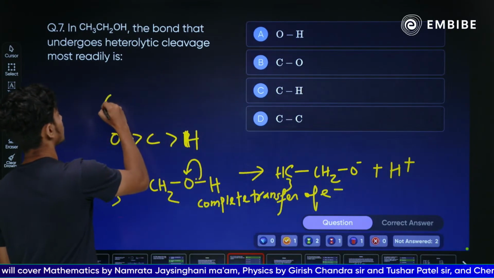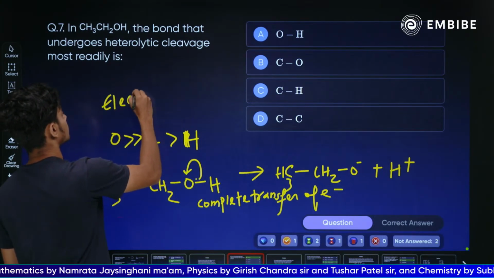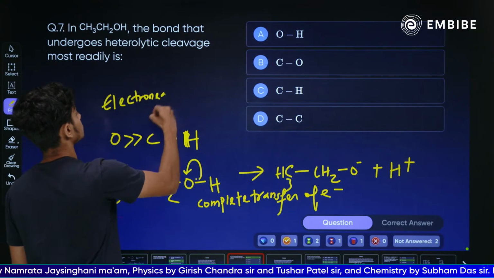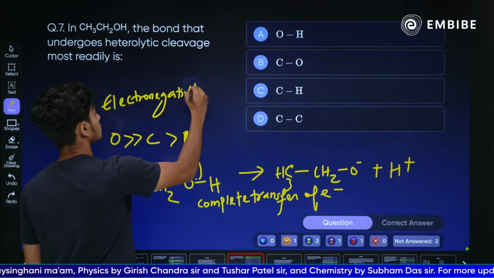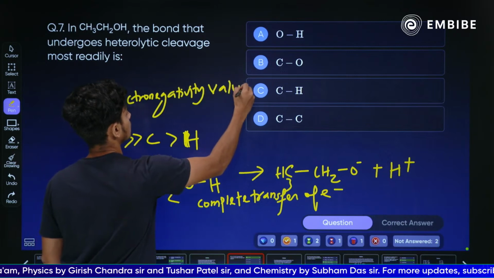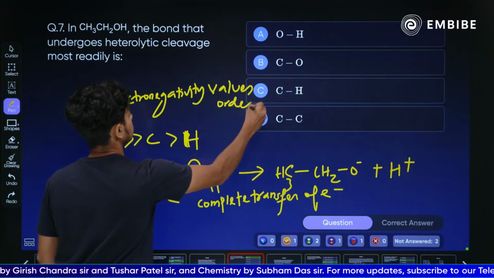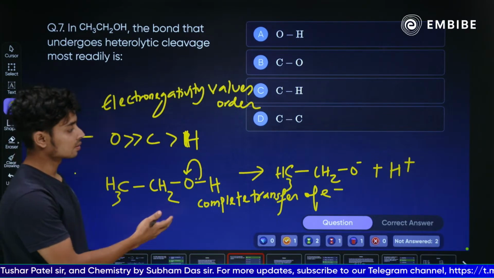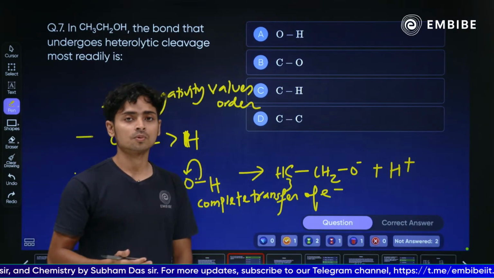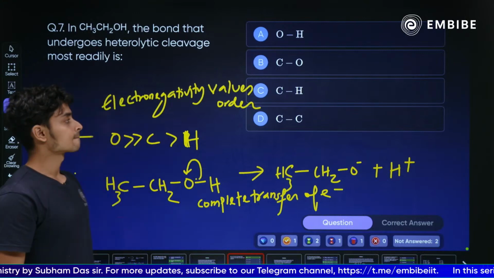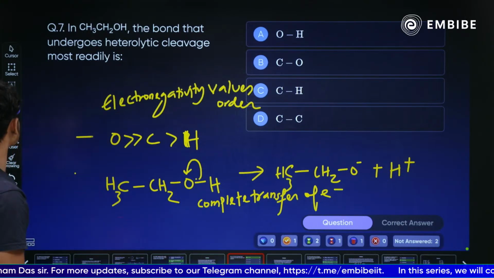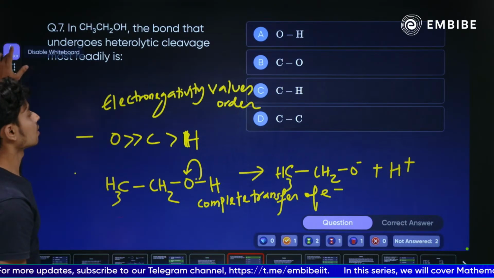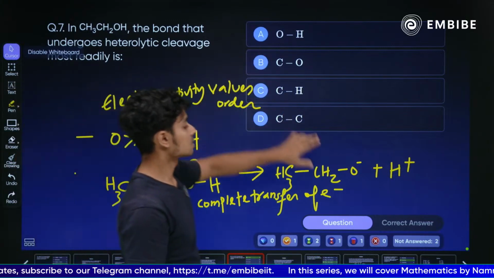This is your electronegativity value order, and when complete transfer takes place, it happens at the OH bond. So the correct option here is option A.